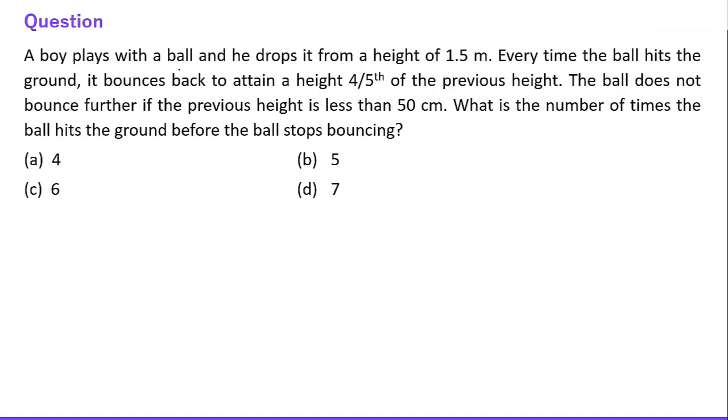Next question is saying, a boy plays with a ball and he drops it from the height of 1.5 meter. Every time the ball hits the ground, it bounces back to attain a height of 4/5 of its previous height. The ball does not bounce further if the previous height is less than 50 centimeters. What is the number of times the ball hits the ground before the ball stops bouncing? See, everyone, 1.5 meter and 50 centimeter. This is meter and this is centimeter, so try to convert meter into centimeter. So 1.5 meter is equal to 150 centimeter.